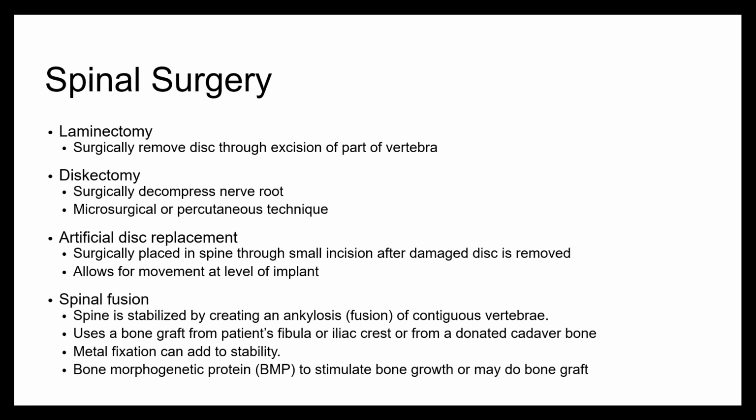And then there's spinal fusion. Spinal fusion is when the spine is stabilized by creating a fusion of contiguous vertebrae. It's done using a bone graft from the patient's fibula or iliac crest. It can also be done with donated cadaver bone. They can also use metal fixation to add stability to the spinal fusion. And they may use a substance known as bone morphogenetic protein to stimulate the bone growth. They can also possibly do a bone graft.